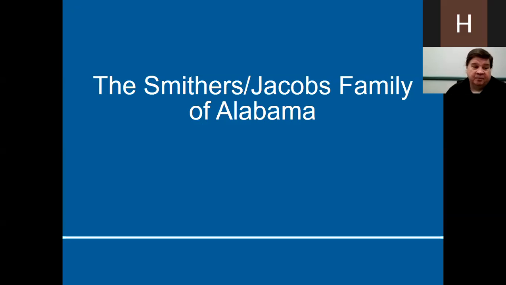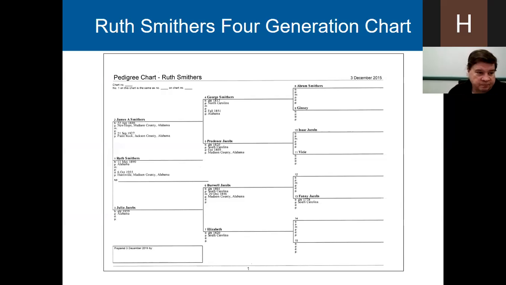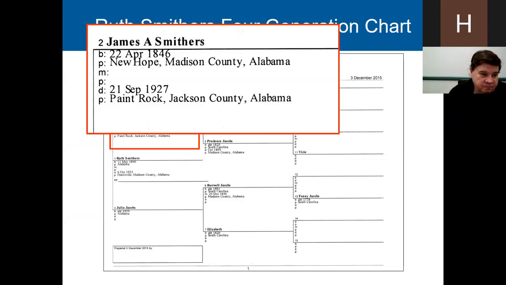Now I want to look at another family. This is the Smithers and Jacobs family of Alabama, and we'll go through a bunch of weird resources on this one, and yet it tells a pretty amazing story. So Ruth Smithers was somebody I was working on for somebody, and her father was James A. Smithers. And he was born the 22nd of April, 1846 in New Hope, Madison County, Alabama, and he died on the 21st of September, 1927 in Paint Rock, Jackson County, Alabama. Two counties are right next to each other.